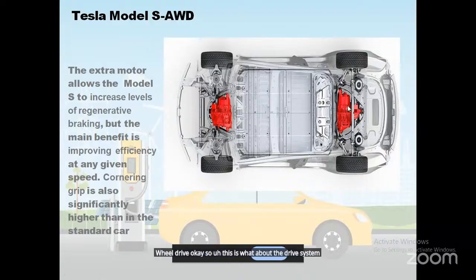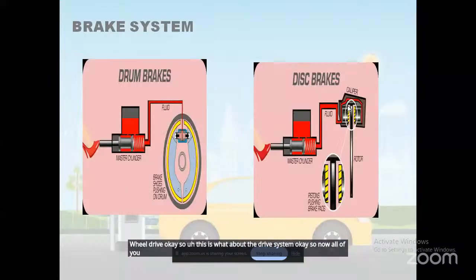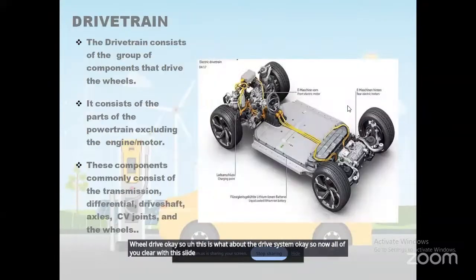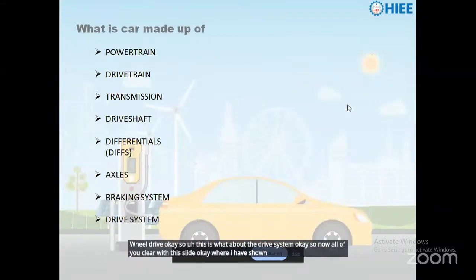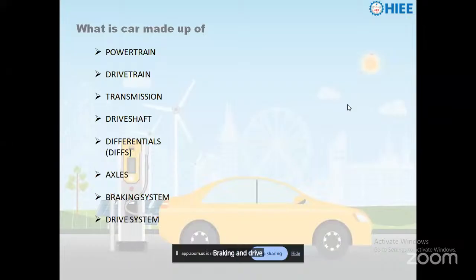Okay, so all of you clear with this slide, where I have shown what a car is made up of, in which we have the powertrain, drivetrain, transmission, drive shaft, differential, axle, braking and drive system. Everyone clear with these things?